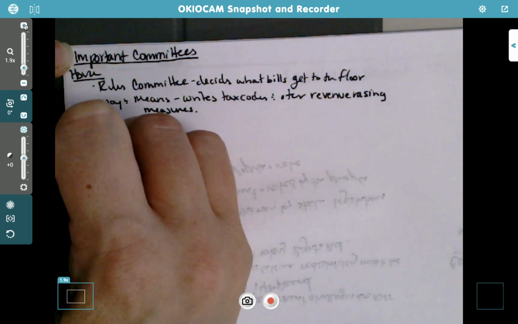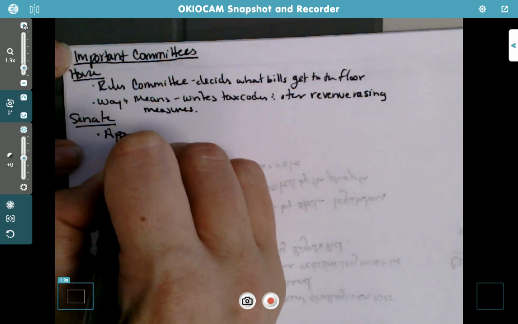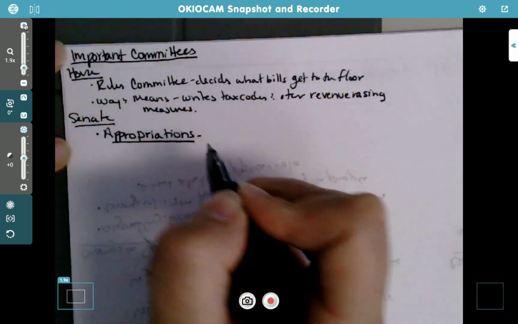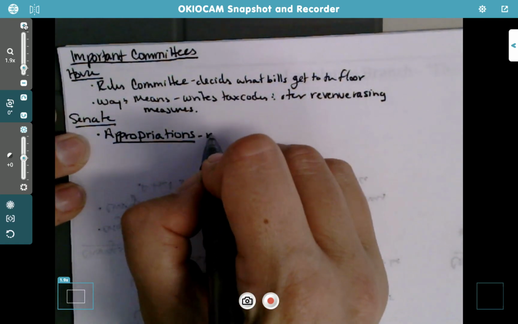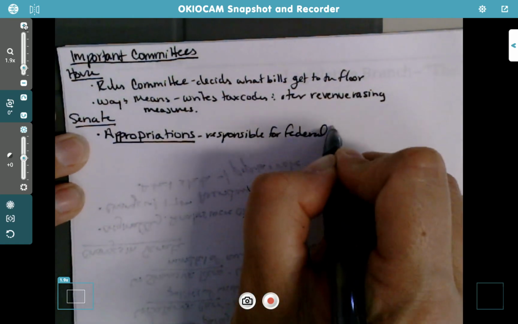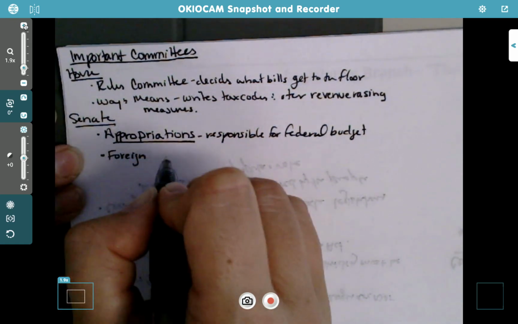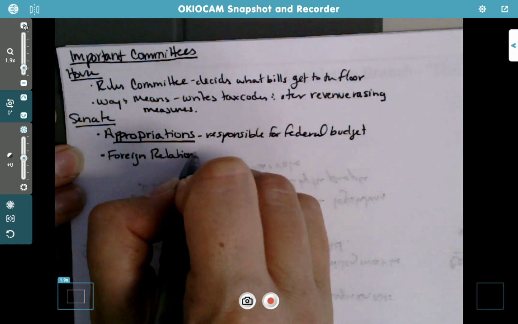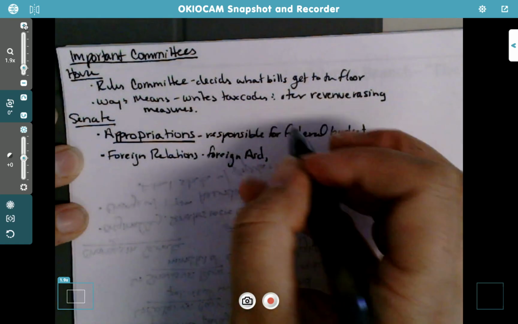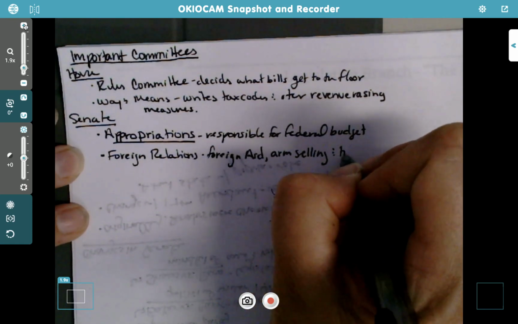And you have Senate. You have APGov, and they are responsible for the federal budget. Then you have the Foreign Relations, which is foreign aid, arms selling and treaties.